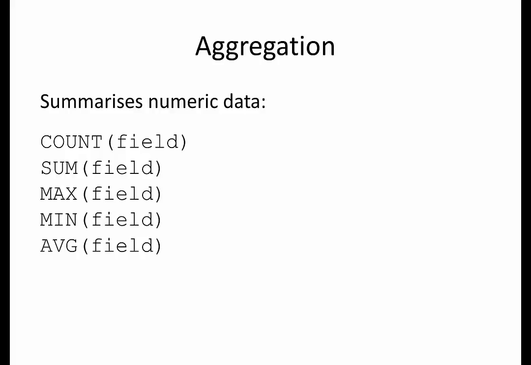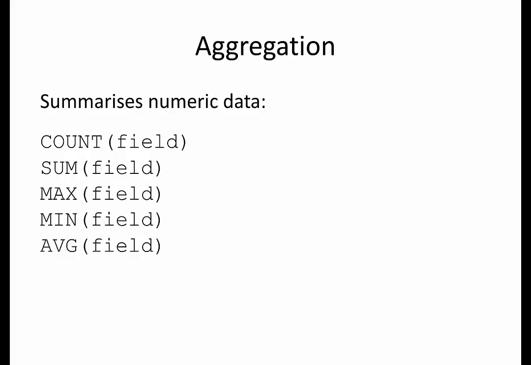Aggregation. Aggregation is about summarizing numeric data. It's mostly numeric data. You can count other non-numeric fields, but the rest of them only apply to numeric fields. Now, the aggregation statistics or metrics that are available in a relational database are very limited compared with those that are available in a statistics package.